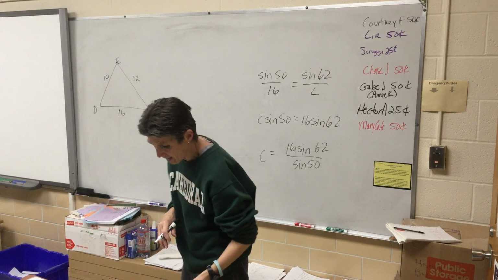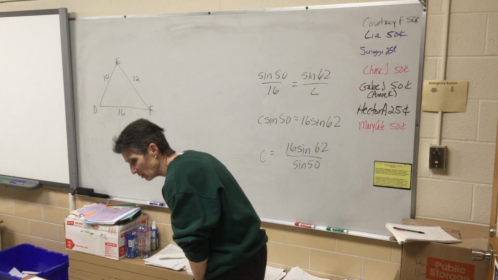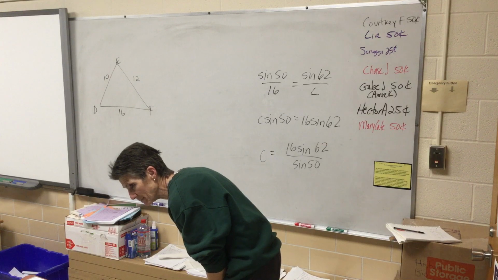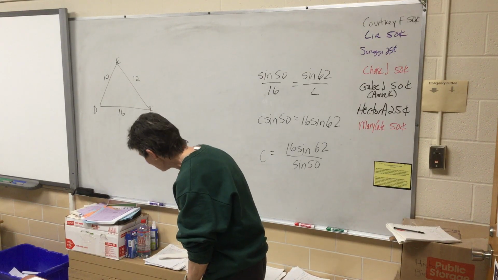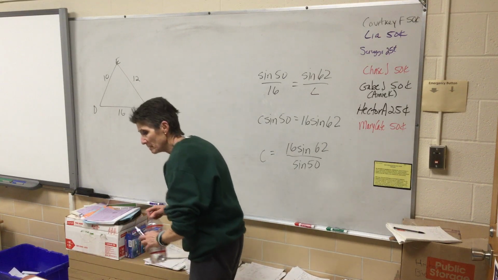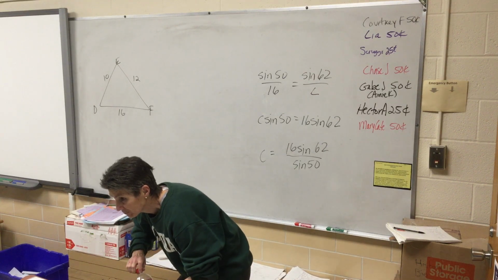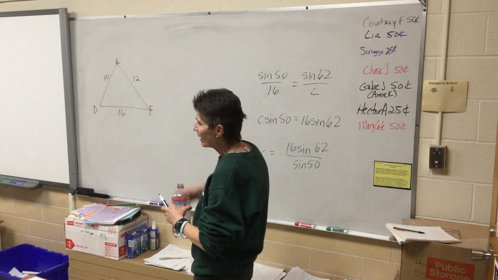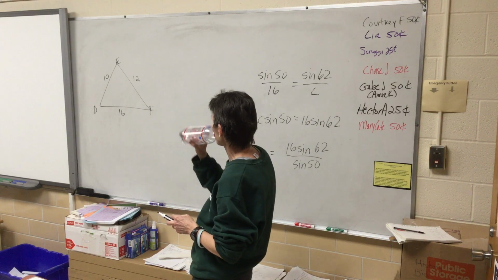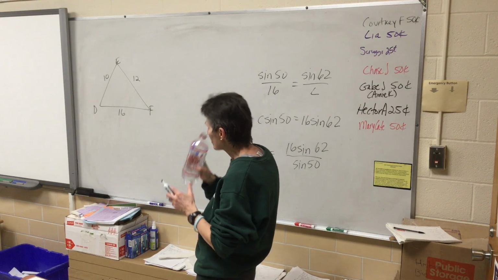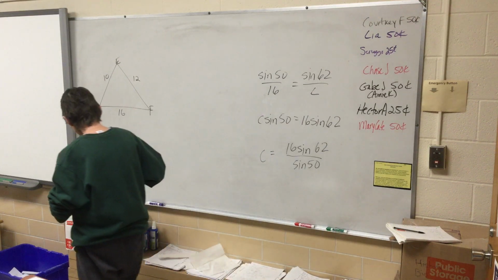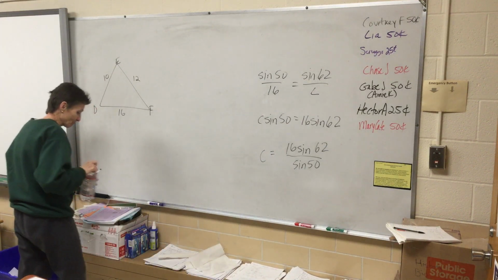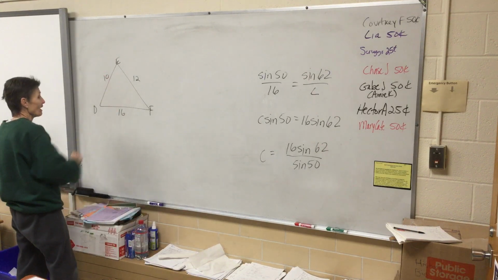So let's find the biggest angle first. Let's find the big one. Which of those angles, D, E, or F, would be the big one? E. Yep, E is big. How do I know E is the big one? Its partner is the biggest side. So let's find angle E.